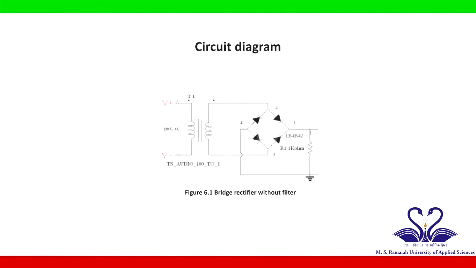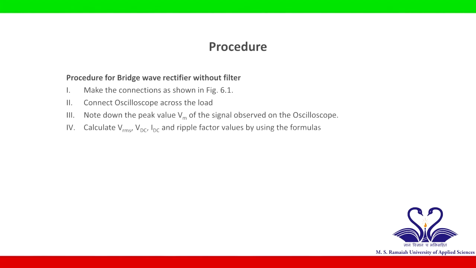The figure shows the circuit diagram of the bridge rectifier without filter. The experimental setup is made as per the circuit diagram. Input signal is provided by a step-down transformer. Connect the probes of an oscilloscope across the load resistor to see the output waveform. Note down the peak value of the output waveform for further calculations.